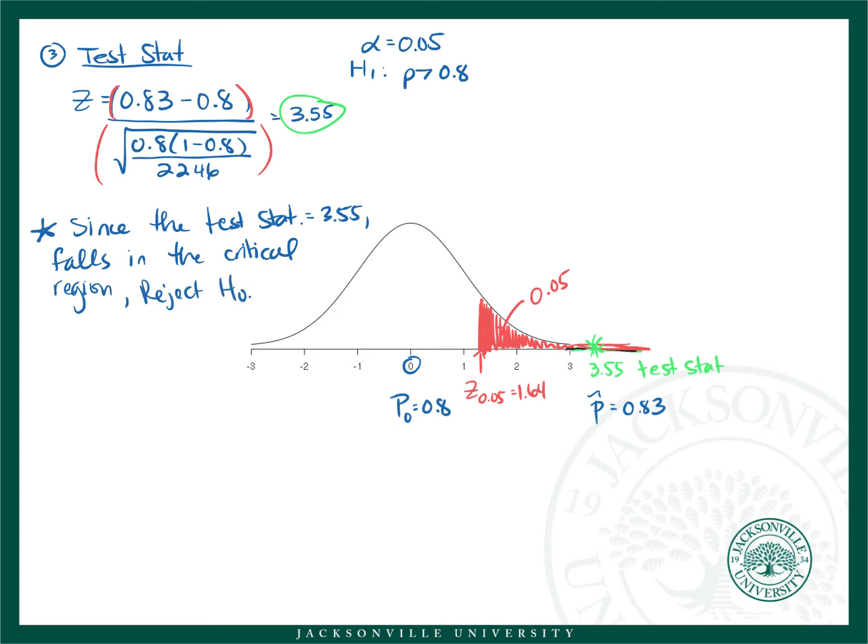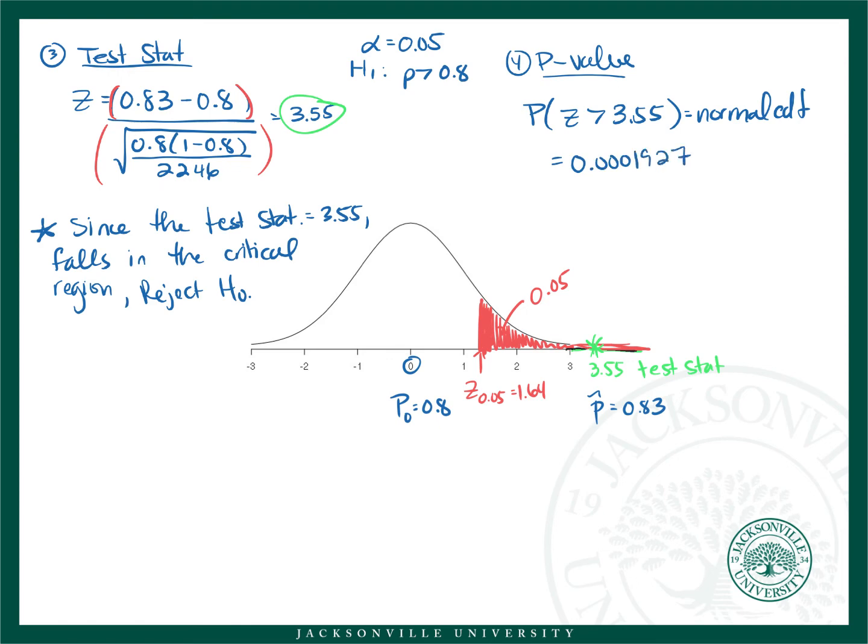Okay. If you're using the p-value method, now you'll want to find the probability of getting a z-score that is at least as extreme as the one that we got. So we're looking for the probability of getting a value higher than 3.55. So here you would use normal CDF. So on your calculator, if you're using normal CDF, you'll get a p-value of approximately 0.000197, which is a really small value.